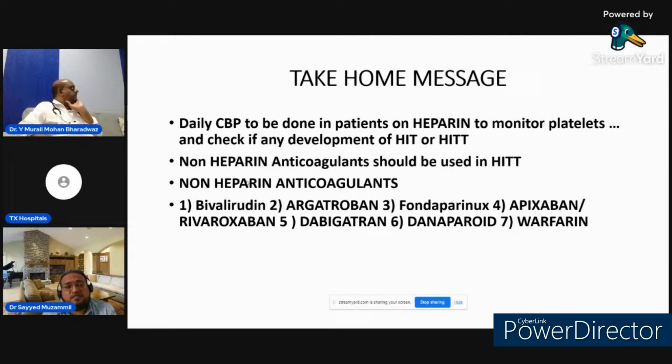The take home message is that if we are putting any patient on heparin, we should do a daily CBP to look at platelet counts. If there is any unexplained thrombocytopenia, that can be a marker of heparin-induced thrombocytopenia, or in some patients heparin-induced thrombocytopenia thrombosis also. Whenever HIT is diagnosed, we should use non-heparin anticoagulants like bivalirudin, argatroban, fondaparinux, apixaban, rivaroxaban, dabigatran, danaparoid, and warfarin. In India, the commonly available ones are fondaparinux, apixaban, rivaroxaban, and dabigatran.